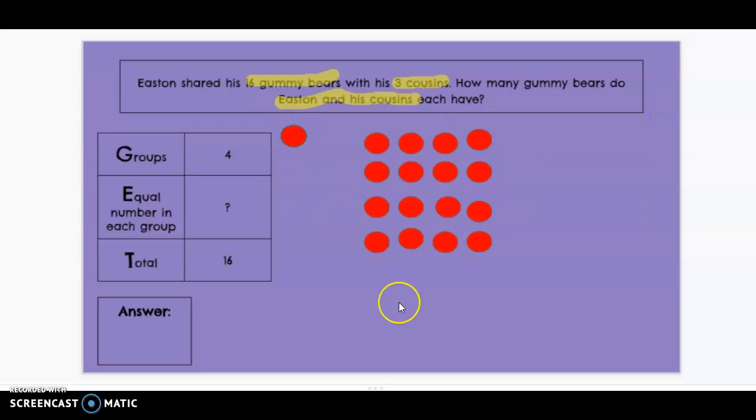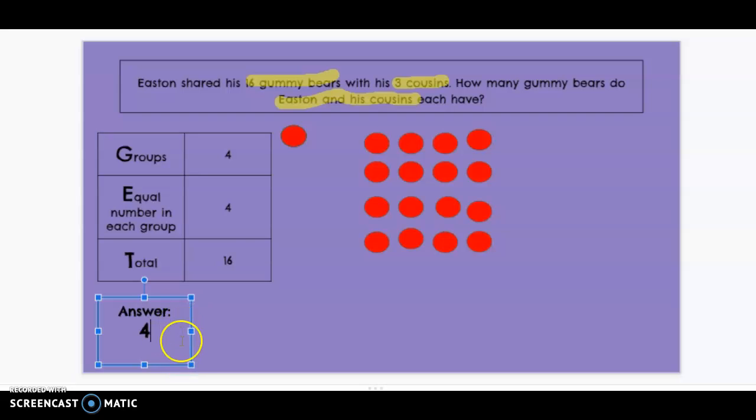So this is what my array looks like. Now remember, I said that the first one in each row could stand for the person. So this was 1. This is the amount of gummy bears that 1 person got. So 1, 2, 3, 4. So each person got 4 gummy bears, so the equal number in each group would be 4. That's also going to be your answer.